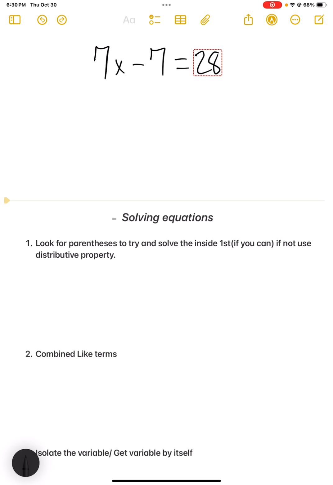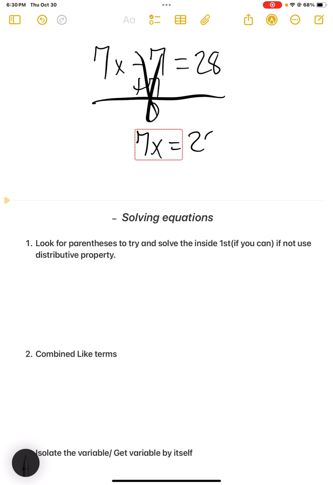When we're solving equations and you're trying to make things go away, in order to make a minus 7 equal 0, we have to do inverse operations, which means I have to do a plus 7. Doing this plus 7 will make this equal 0, so basically it goes away. Then I will rewrite my equation to see what I have left. All I have left is 7x is equal to 28.